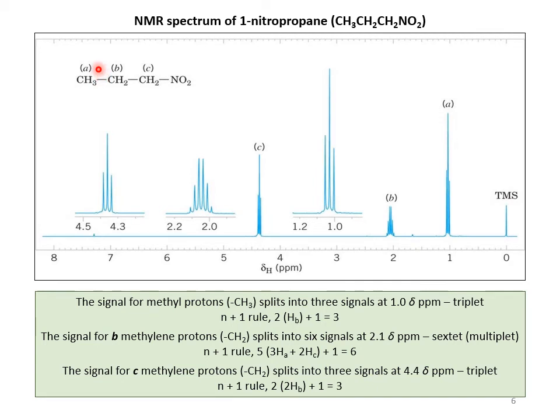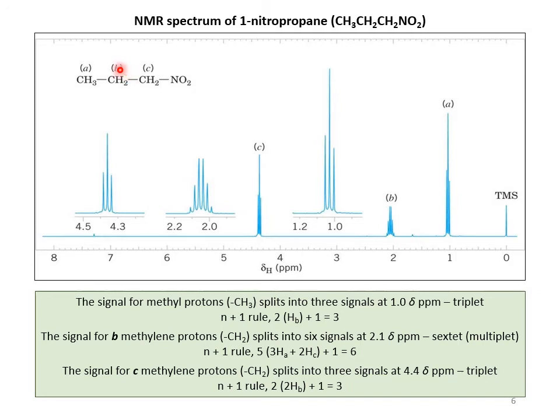So first we will see these methyl protons. The resonance frequency of these methyl protons is around 1.0 delta ppm, and the splitting is a triplet. Why? Because there are two hydrogens bonded to the adjacent carbon atom with respect to this methyl proton, hence 2 plus 1, 3. So the signal for these methyl protons splits into 3.